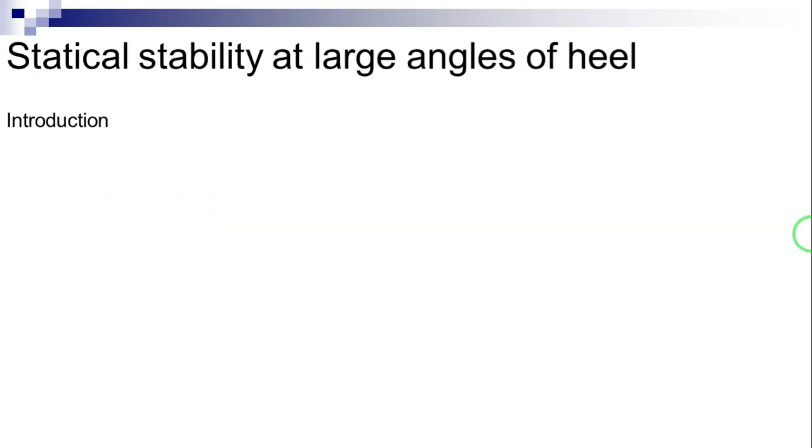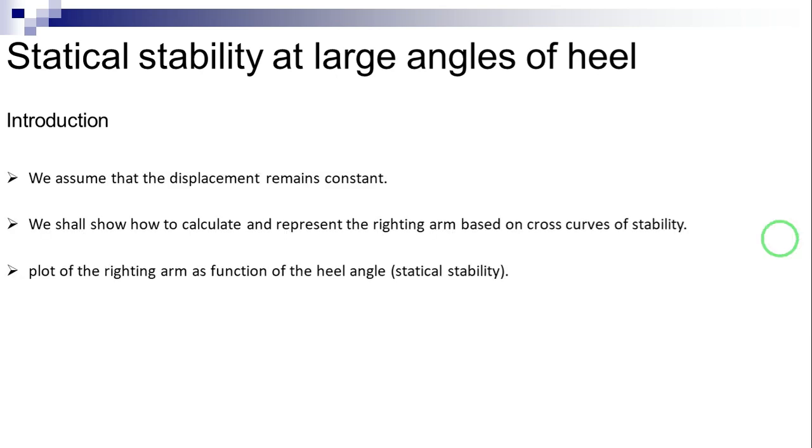Statical stability at large angles of heel. Here we are going to discuss the properties of submerged hulls as functions of heel at constant displacement volume. The assumption of constant displacement volume recognizes the fact that while a ship heels or rolls, her weight remains constant. By virtue of Archimedes' principle, constant weight implies constant displacement volume.